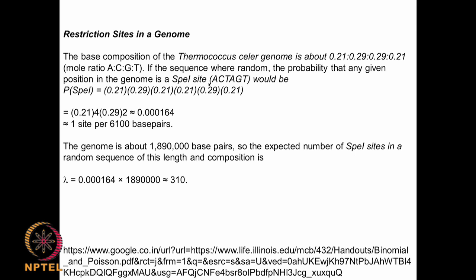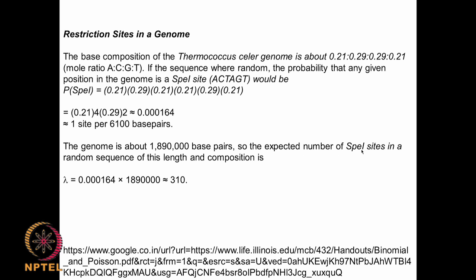So, the probability that you have the genome sequence SpeI site ACTAGT will be all these multiplied, which is equal to 0.000164, that is one site per 6100 base pairs. Now, this genome is about 1,890,000 base pairs.